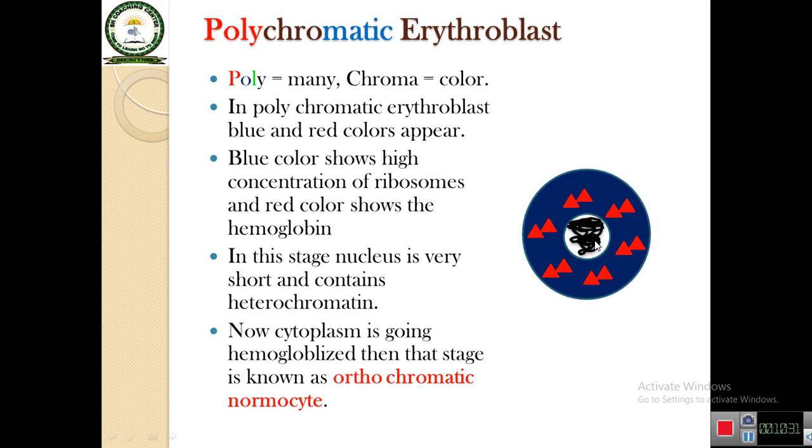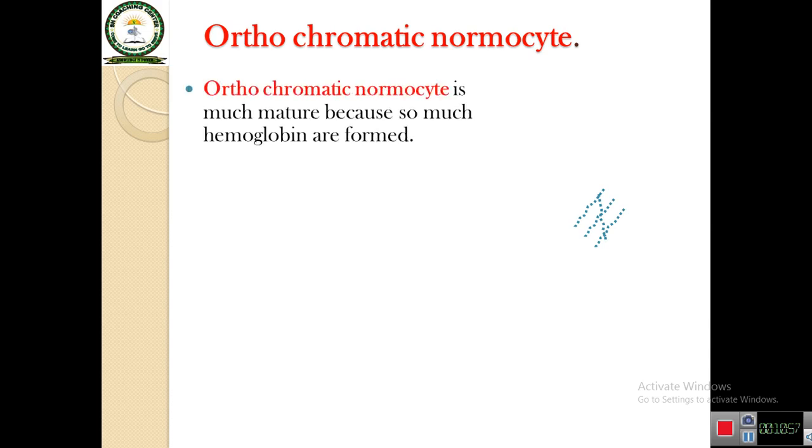Now the cytoplasm is going to be hemoglobinized. That means a much higher concentration of ribosomes produces a much higher concentration of hemoglobin. It means proteins. So now the cytoplasm will become much hemoglobinized. Then that stage is known as orthochromatic normocyte. In orthochromatic normocyte, the nucleus is very short and the chromatin is condensed. After that, this nucleus will be removed from the cell.